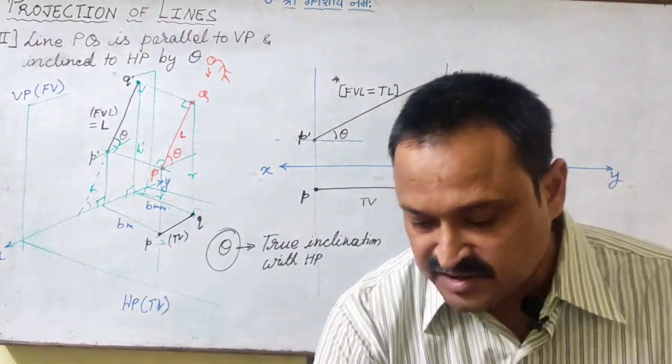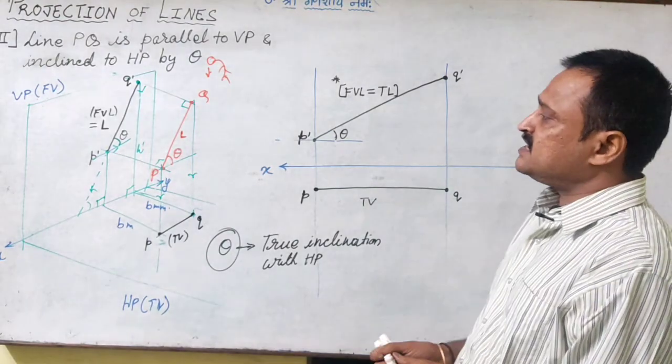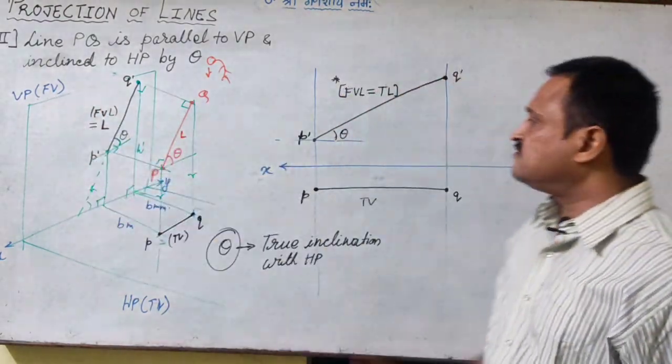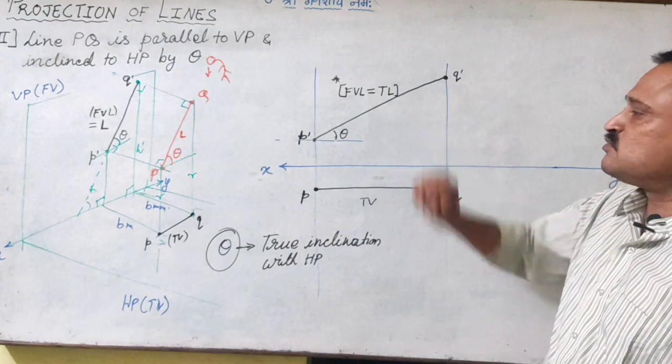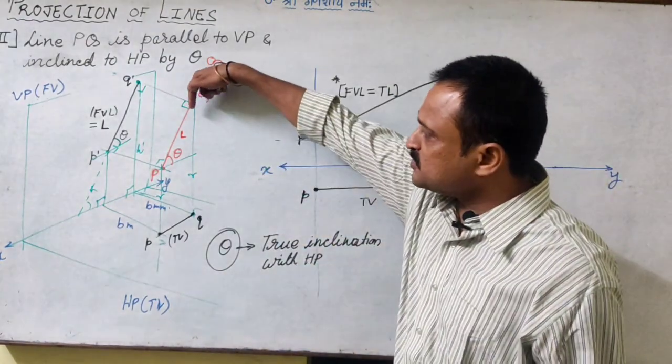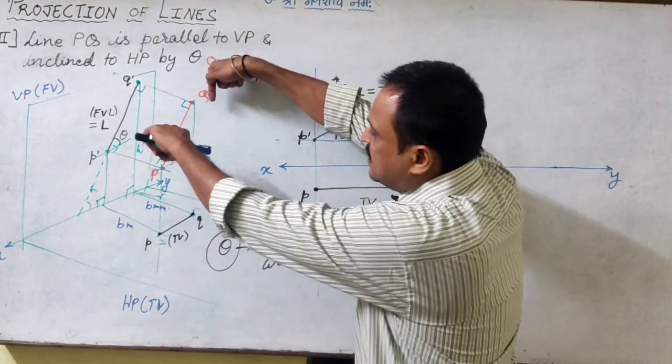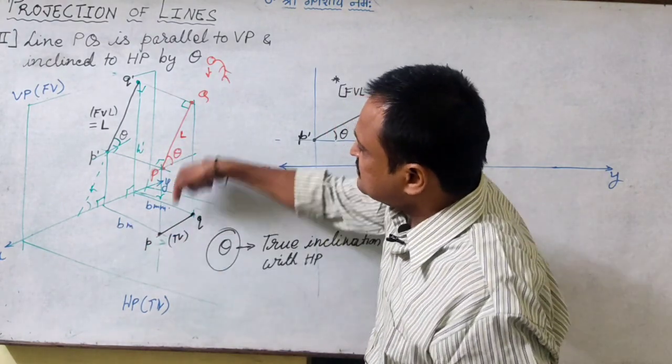So what we have seen here is that when the line is parallel to VP, we got the front view length equal to the true length. Now what about the top view length? When we are projecting, these distances are the same.